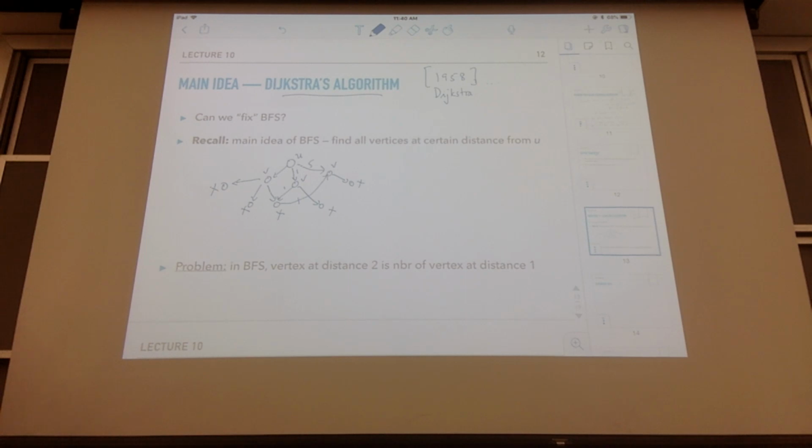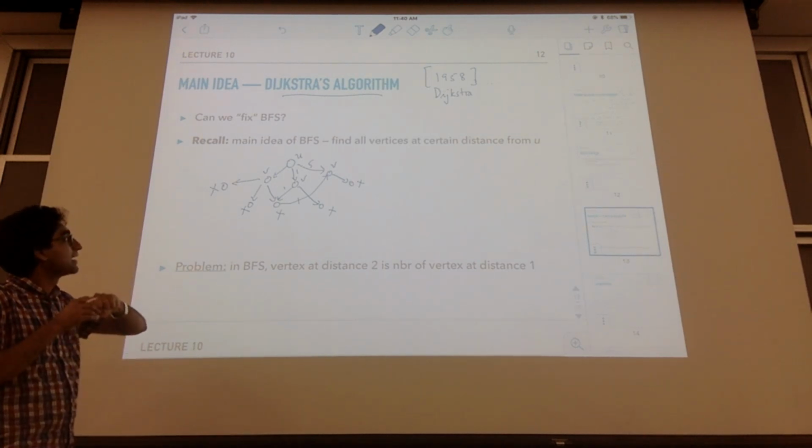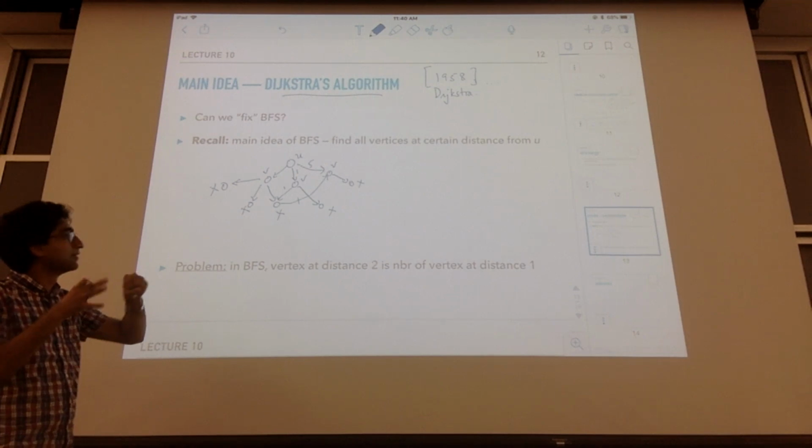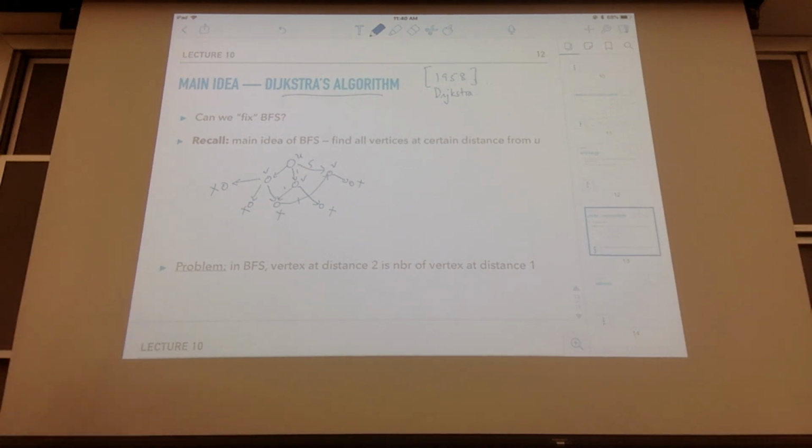So the main idea behind Dijkstra's algorithm is to see if you can fix this. Suppose I still told you to do some kind of a search out of U, but always find vertices that are at a certain distance from this vertex, where distance is now measured according to this weighted distance.